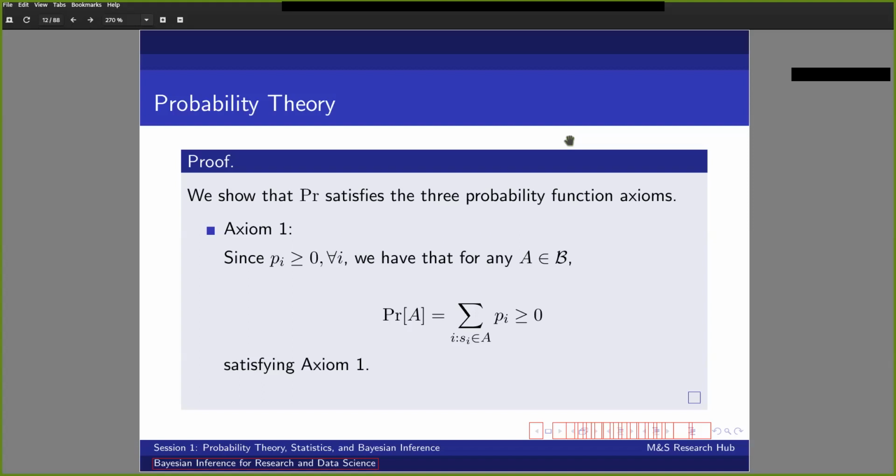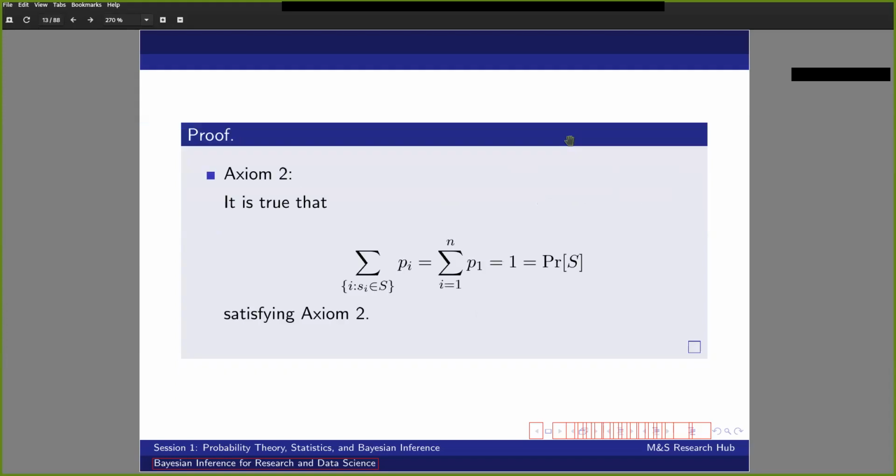So axiom 1, since all the numbers are non-negative, we have that for any A as an element of B, the probability of A is equal to the sum of the probabilities and is non-negative, satisfying axiom 1. Next, it is true that if we take the sum of all the numbers Pi, their sum is equal to 1, which is just the probability of the sample space, as axiom 2 states.